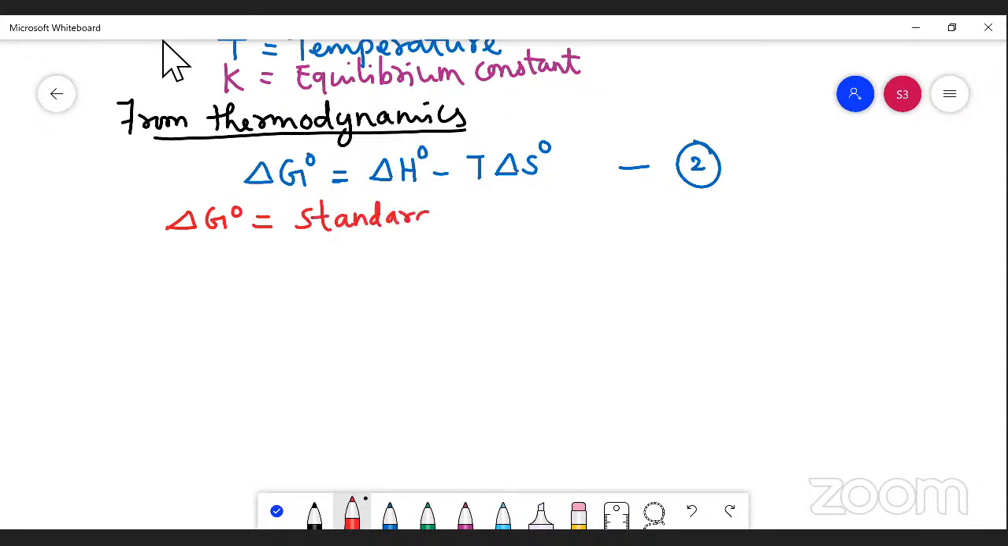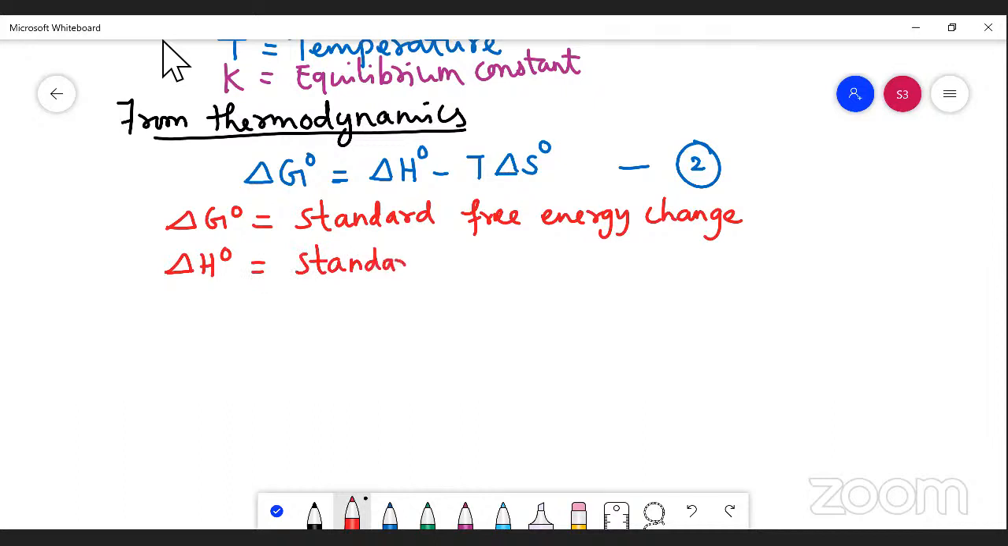Standard free energy change. Now, next, what is this del H naught? This is the standard enthalpy change, the change in enthalpy at standard conditions. Enthalpy means the heat involved in the system, the heat content of a system. Del H naught. And what is T?